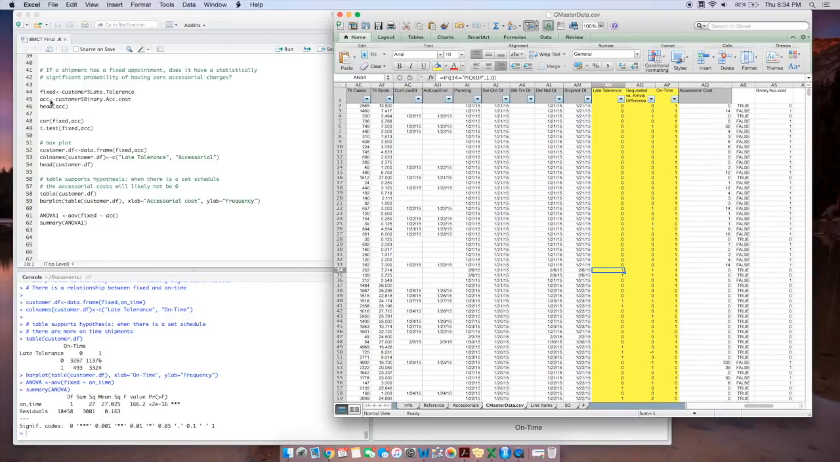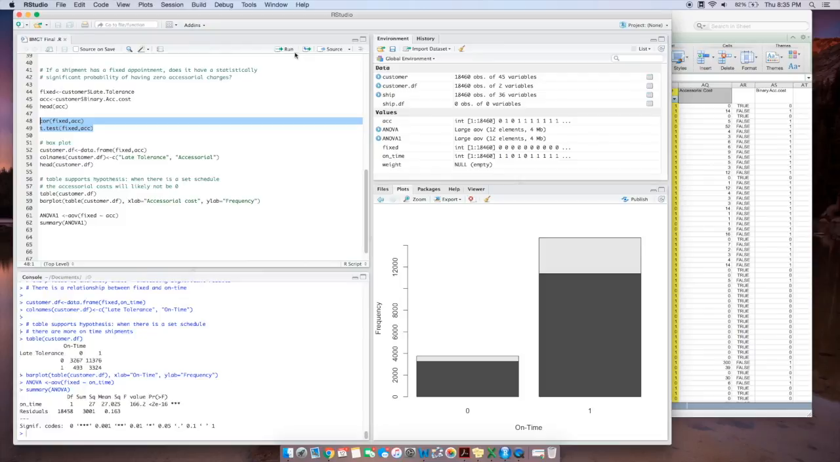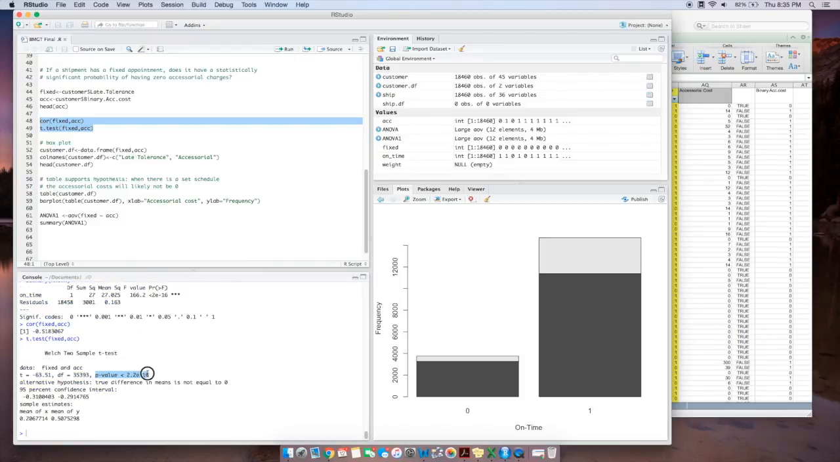As you can see, question 2 sounds pretty similar to question 1, so I'm going to approach it the same way. Looking at the available columns, I'll need accessorial costs to answer this question. I did some data cleaning here and made the shorthand for the column name ACC. Applying the same methods from question 1, we'll look at the correlation and t-test values. The p-value is again very low. This indicates the difference is significant and we can reject the null, the null being that there's no relationship between a fixed appointment and accessorial charges.